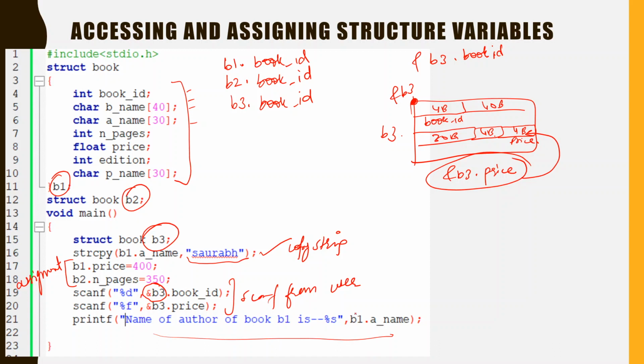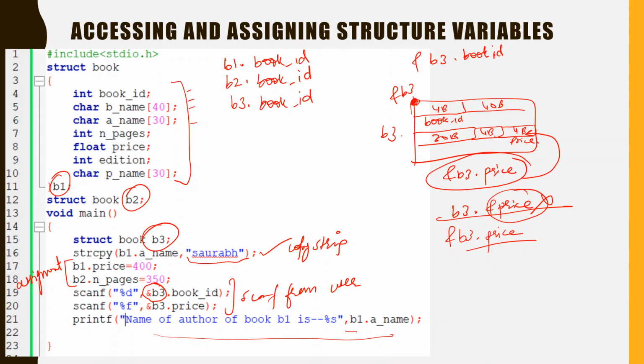In printf you don't use ampersand, and you can directly write b1 dot a name. Some students get confused about whether we should write b3 and ampersand price. This is not proper syntax, because price is not a directly referred member. The ampersand is always placed before b3, because the address of b3 is the only thing known to us, that is the base address of this block, and from this block you access the address assigned to this particular member variable.